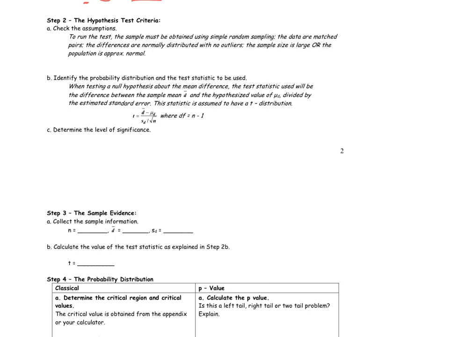All right, let's look at our criteria, our assumptions. Again, we want a simple random sample. Data has to be matched pairs, so dependent sampling. Differences are normally distributed with no outliers. The sample size is large, or the population is approximately normal. So notice, we also forgot n is less than 5% too. So these are really consistent with what we've been doing with our means, right? Our student t distribution. It's the same. Okay, so we're going to be using our t distribution since we're working with the mean.